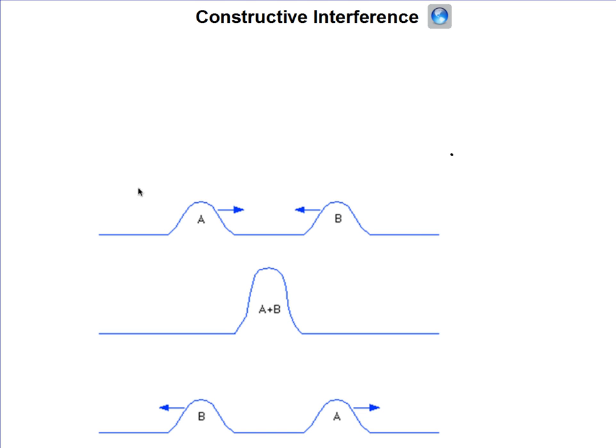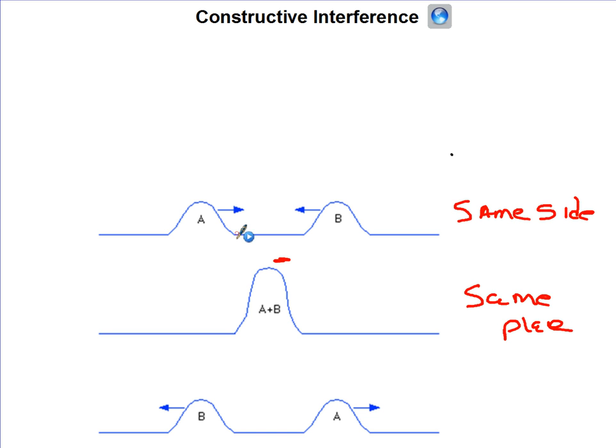We can have what is called constructive interference. Constructive interference is when the waves come together and they're on the same side of the equinodal line, and they add to make a very tall wave. Now, they only add when they're actually in the same place at the same time. And then the waves continue on their own merry way after they pass through each other.